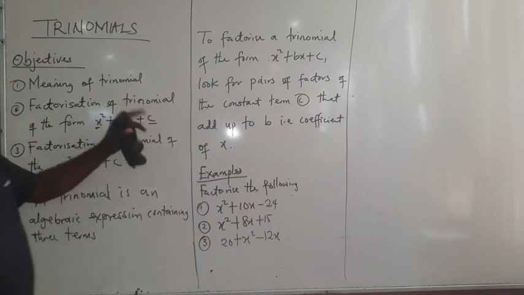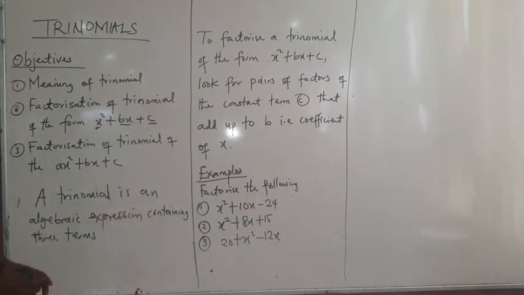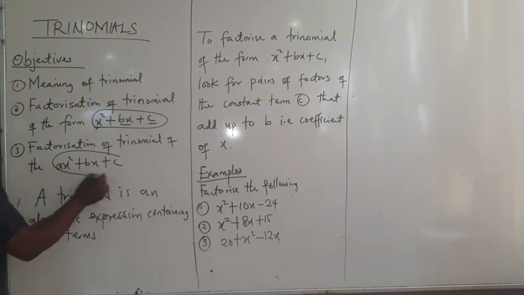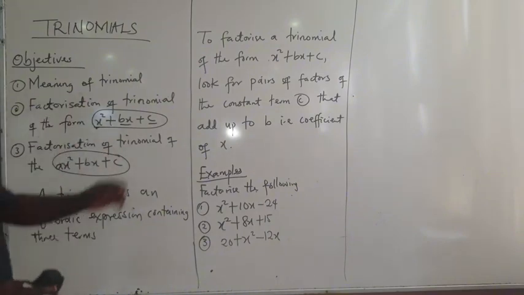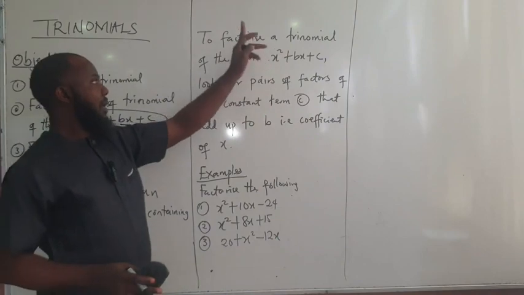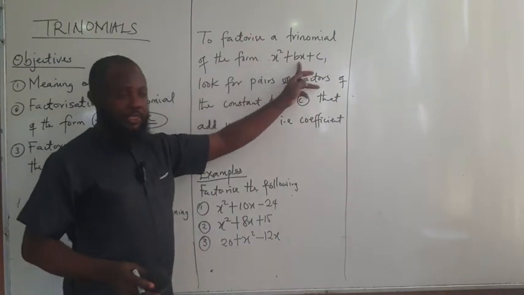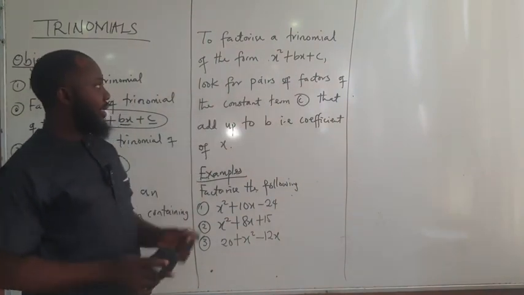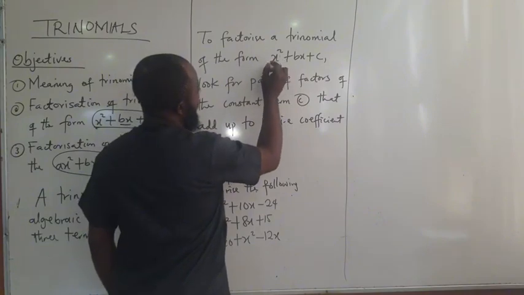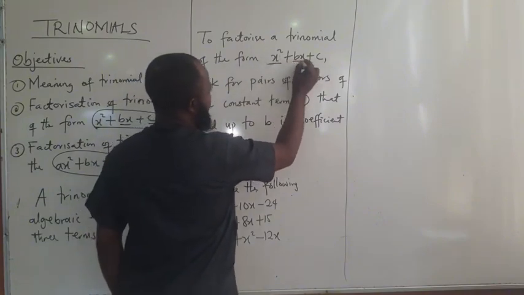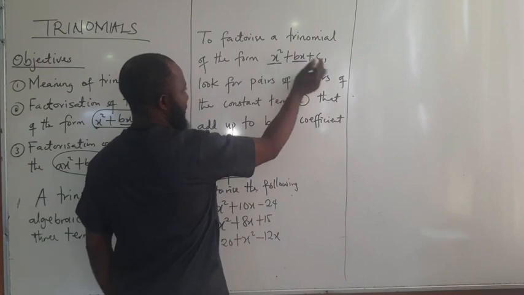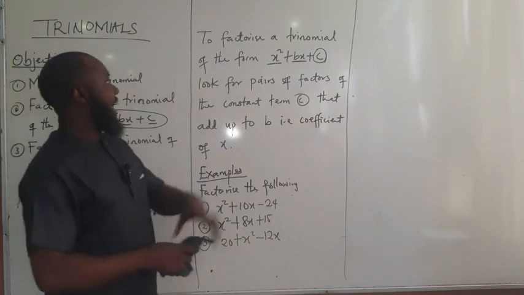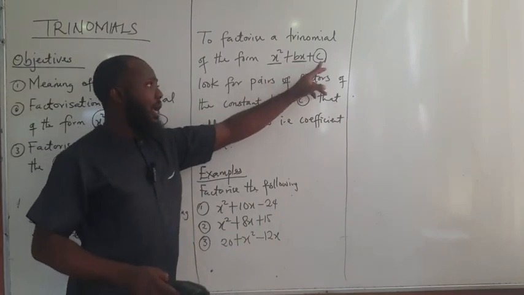After that, we look at how we factorize a trinomial. We start with the first one, and after this, we look at how to factorize the other one. So simple, let's look at it. To factorize a trinomial of the form x squared plus bx plus c, we're going to look for pairs of factors of the constant. What this means is that this is x squared, this is bx, and the coefficient of x here is b. While this c here is a constant, a number that has no variable. This one has a variable, this one also has a variable, and this one has no variable.